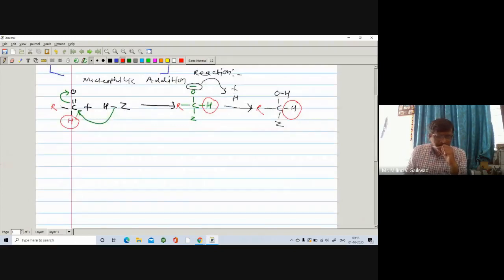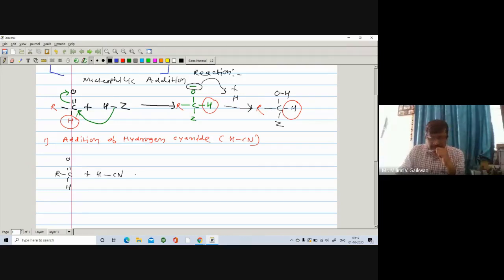So let us see the first reaction, the addition of hydrogen cyanide. Number one, addition of hydrogen cyanide, HCN. So here again I have taken the starting compound, that is R C double bond O H, aldehyde or ketone. It reacts with HCN, hydrogen cyanide.